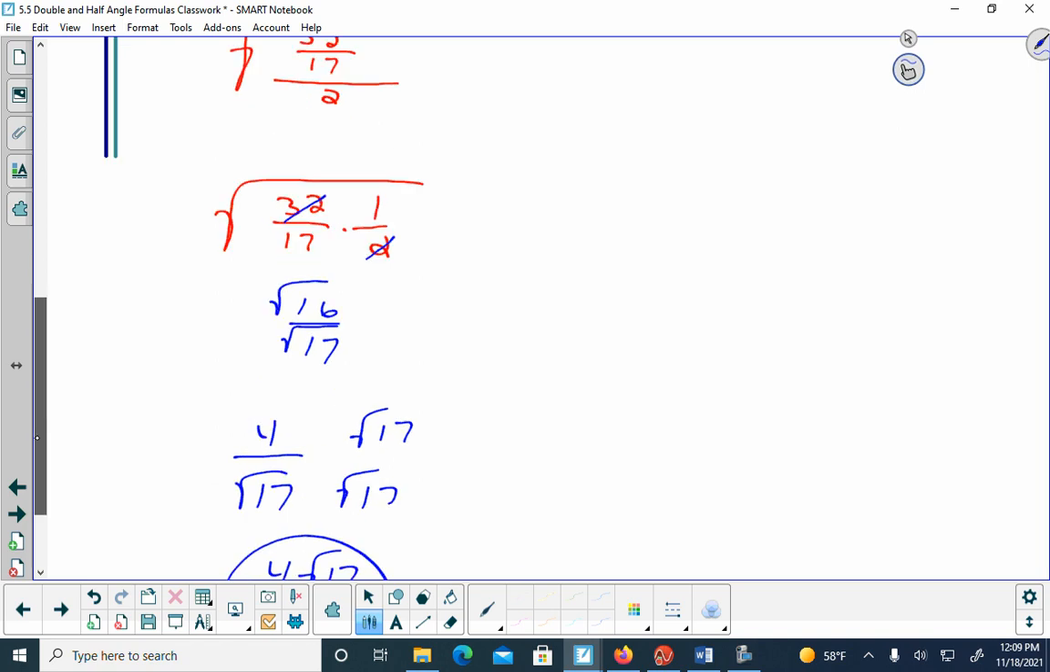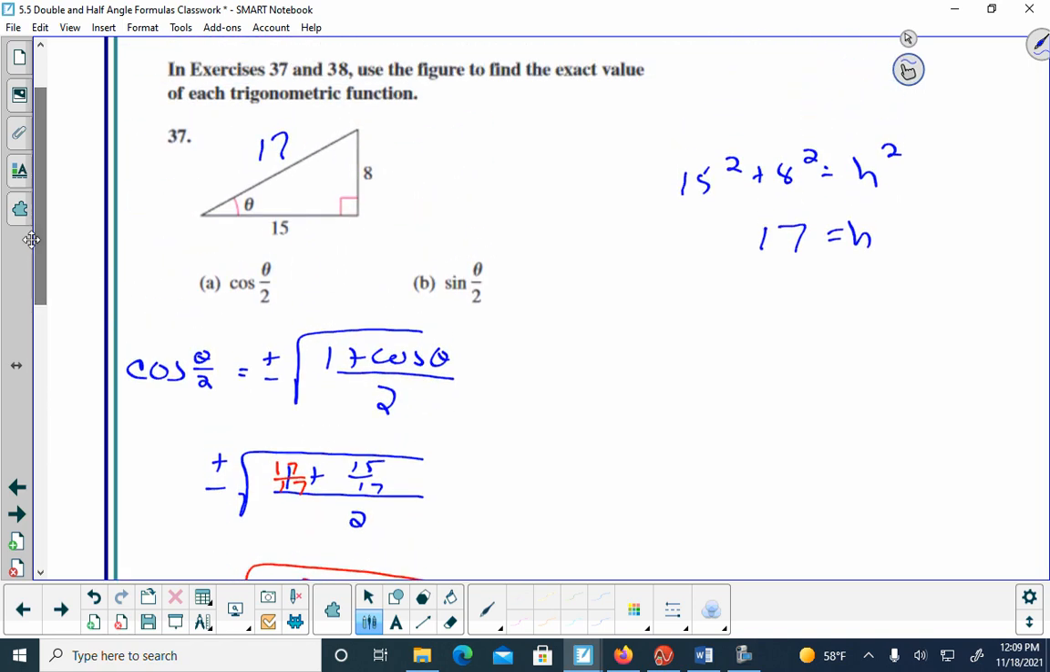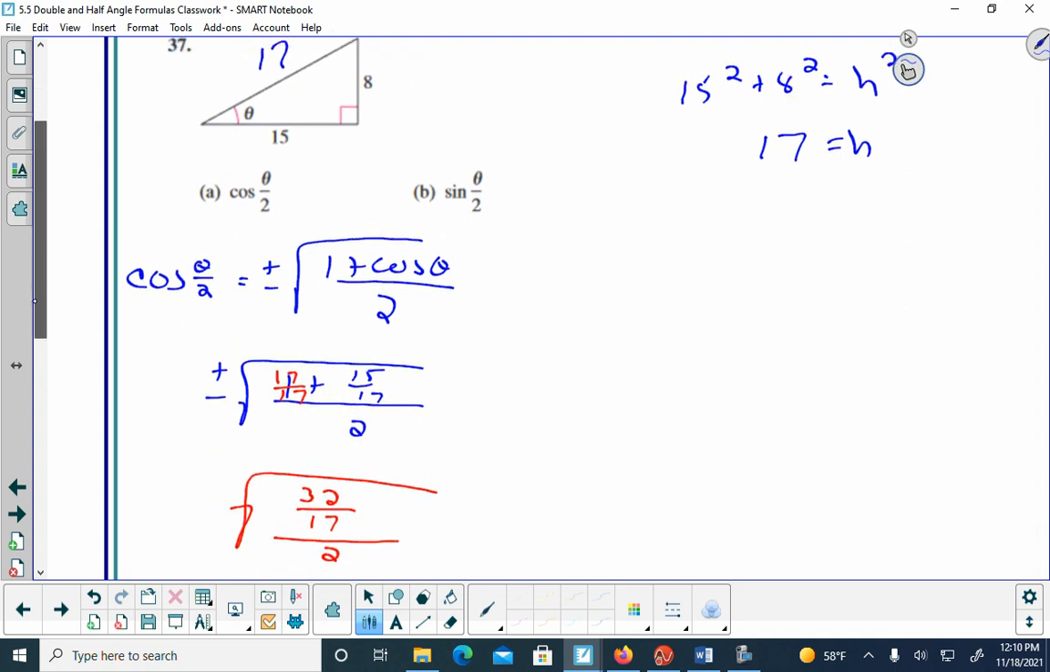That plus or minus out front just matters whether you're in the first quadrant or second quadrant. But if this angle is drawn in the first quadrant, if I take half of any angle in the first quadrant, it's always still going to be in the first quadrant. Does that make sense? Okay, that was the cosine of theta over 2.